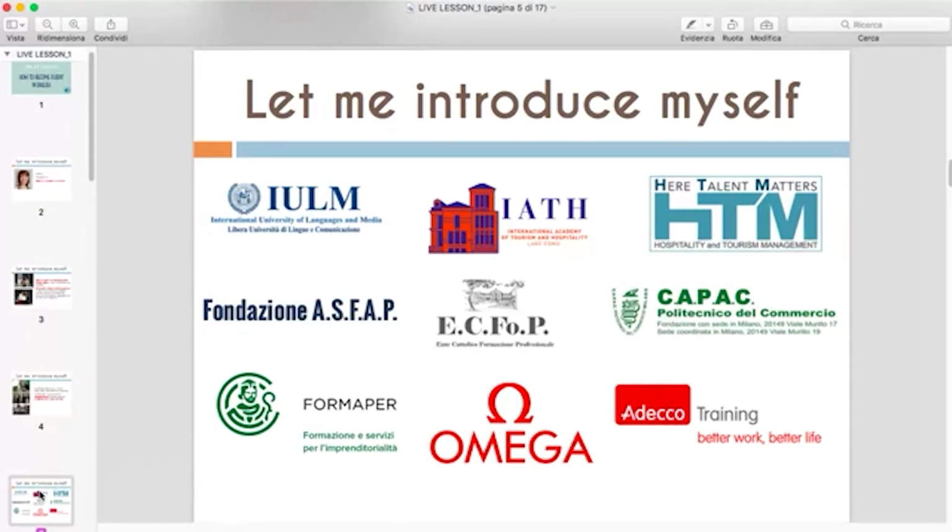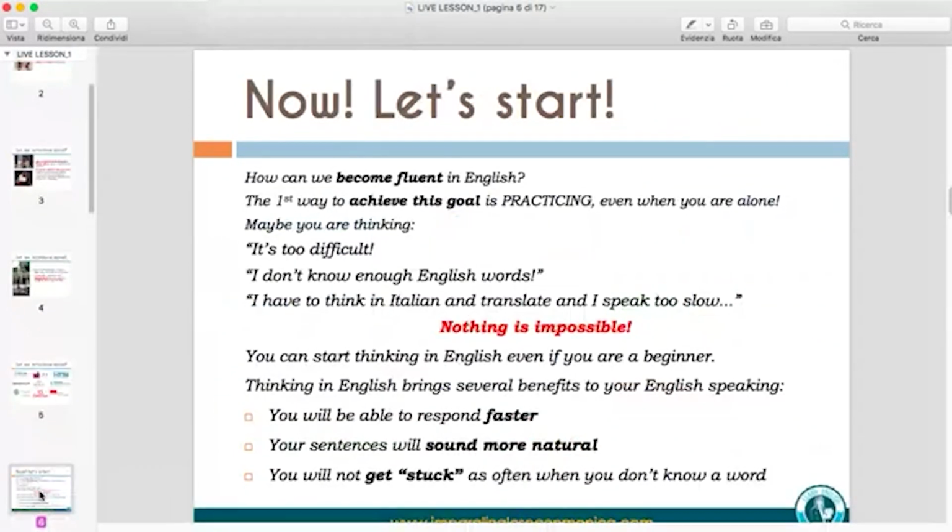But now let's stop talking about myself and let's start our lesson. What are we going to see in this lesson? As I told you before, the focus of this lesson will be how to become fluent in English, and in order to become fluent in English, we have to be able to manage to think in English. I know that it is something that you can consider difficult at the moment, but I will give you some tips in order to do it, in order to overcome this difficulty and manage to do it. So this lesson will have this specific focus.